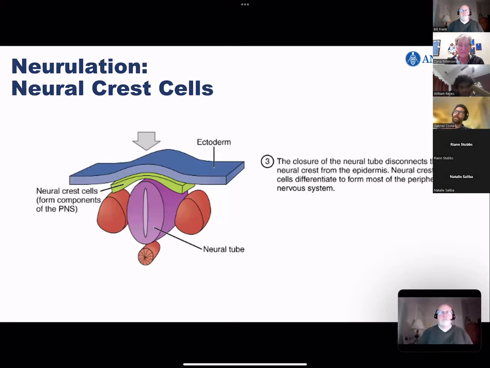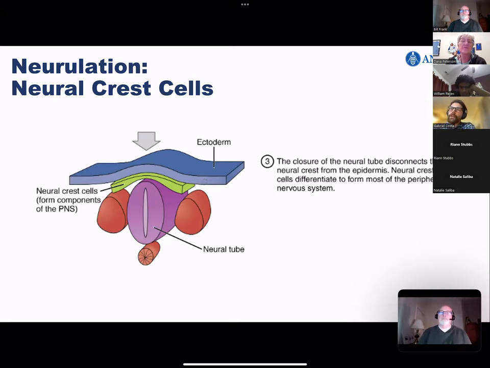So if we proceed here, we've now seen that our neural tube has formed, and that's now all of these purple in the cartoon here. So we've got kind of a tube, a fairly narrow looking lumen here in the middle, and the ectoderm across the top.